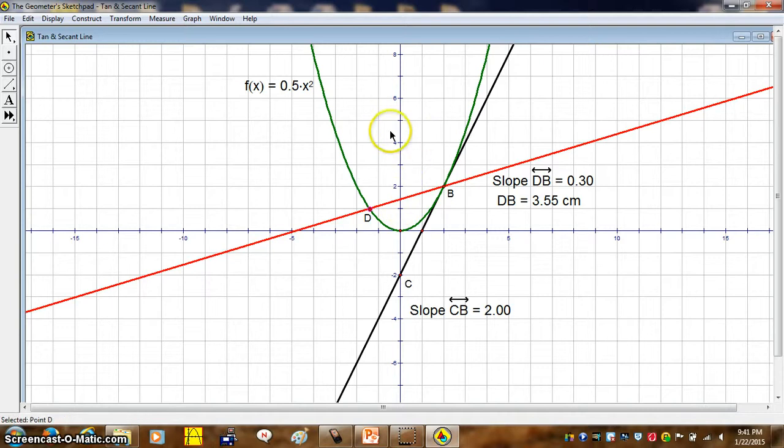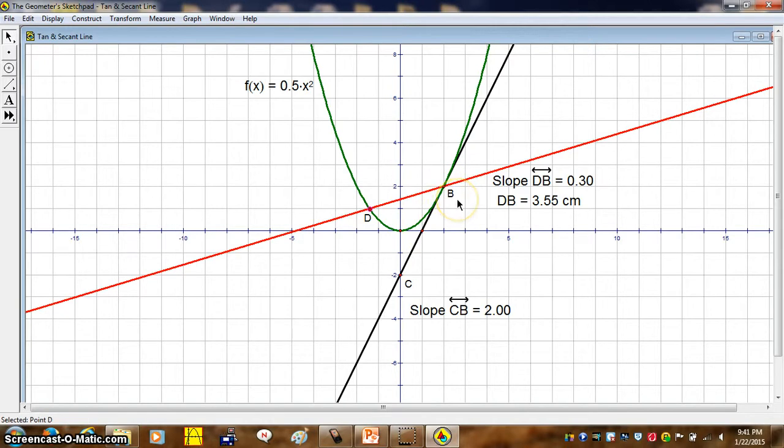To do so, I have a geometry sketch pad, and what I've graphed for you is a curve, f of x equals 0.5, or 1/2 x squared. That's this green curve right here, this parabola. I've also created this line here containing the points D and B, intersecting the curve at 2 points, which I will call a secant line. The other line I have, this black line, I will call a tangent line.